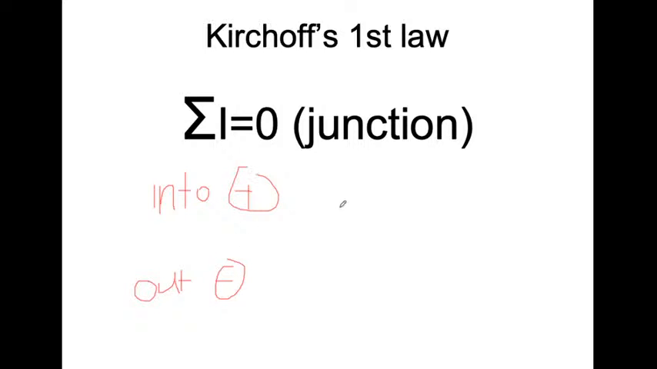So if we have our intersection, our junction here with 10 flowing in, and we have 5 and 5 flowing out, this summation would, for Kirchhoff's first law, sum of all current, we would have positive 10 from our 10 amps flowing in, and we're going to have to subtract what's flowing out, our negative 5 and 5 would equal 0. And that'll always be true.